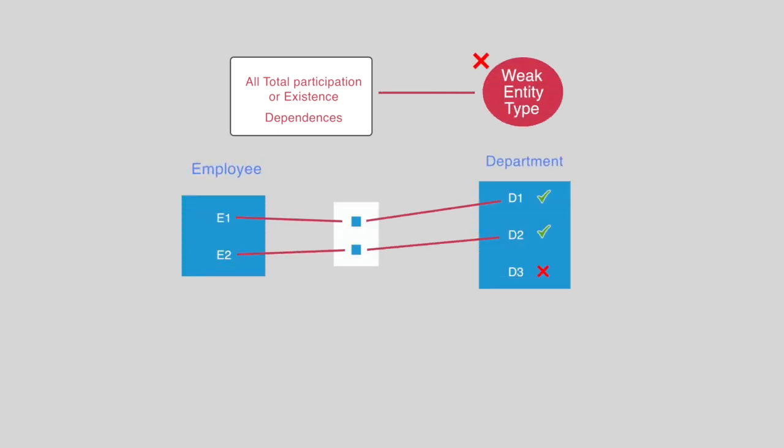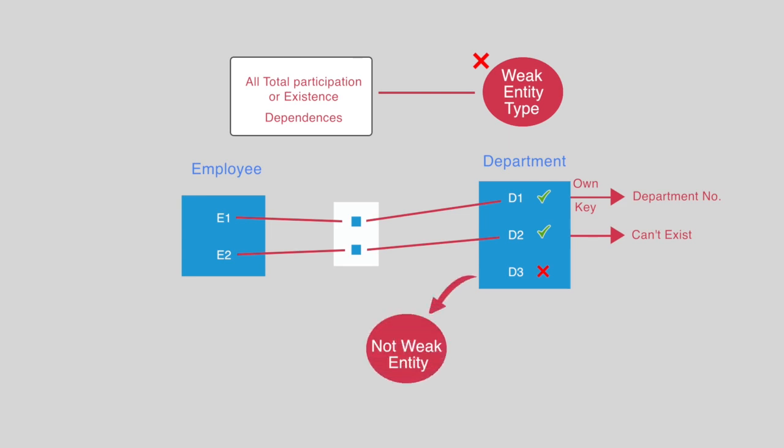For example, a department entity cannot exist unless it is related to an employee entity. But it has its own key, department number. So it is not a weak entity. In this lecture, we have discussed the constraints on binary relationship types.